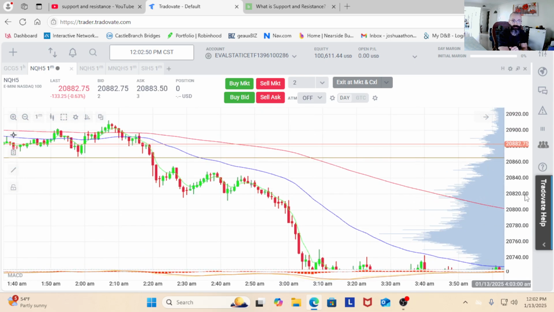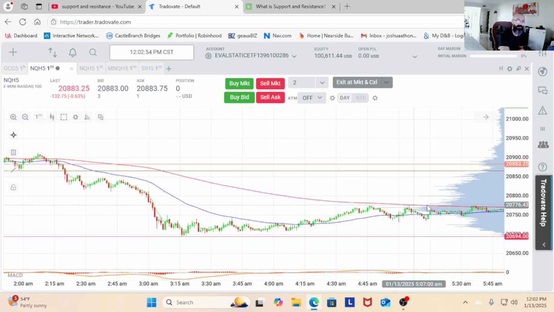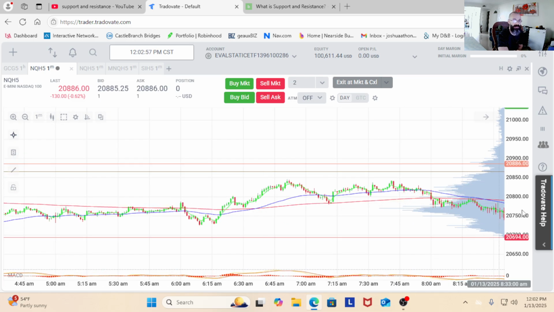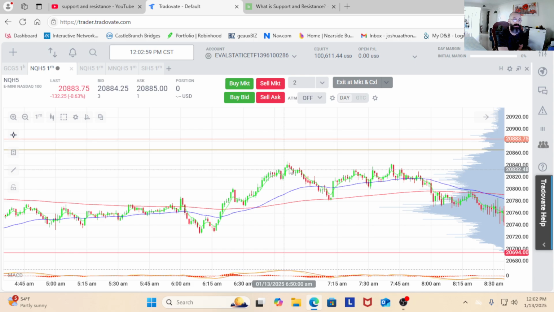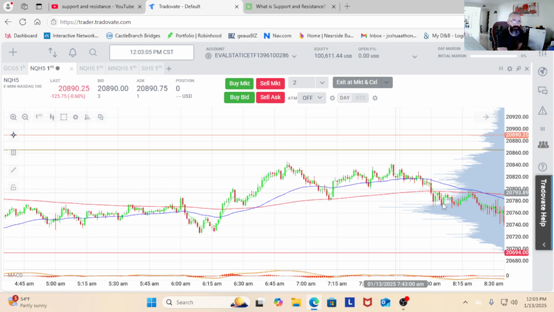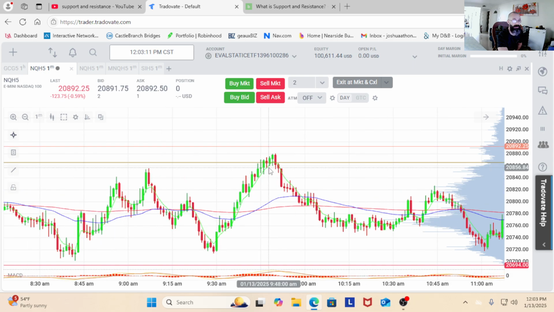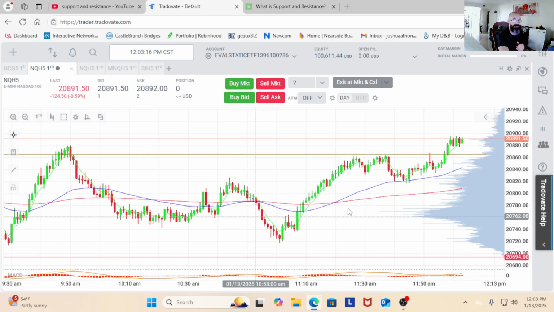This is great examples because this is live. This is today. This is January the 13th on the Nasdaq futures, guys. Look here. It tried to get to it, but guess what? What was a support is now a resistance. Couldn't quite get to it. Couldn't quite get to it. Guess what? It got to it, but couldn't sustain the price level, so therefore it was still a resistance, guys.